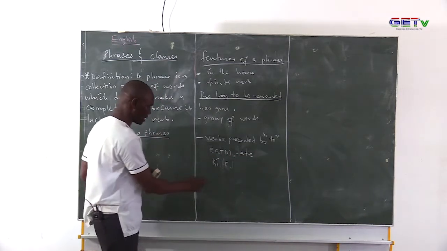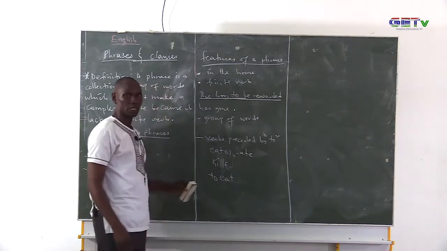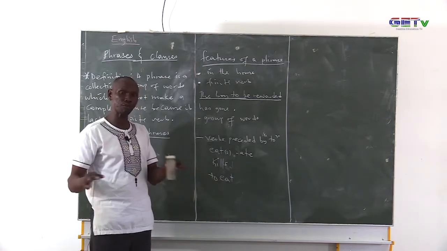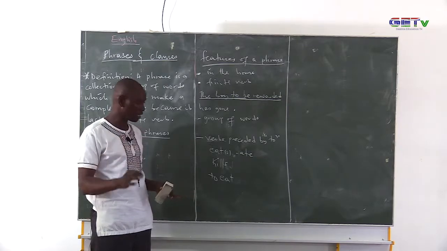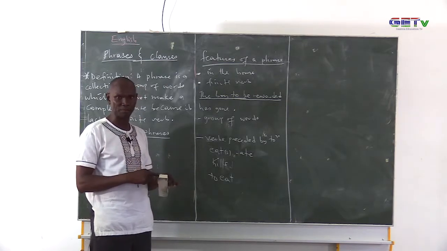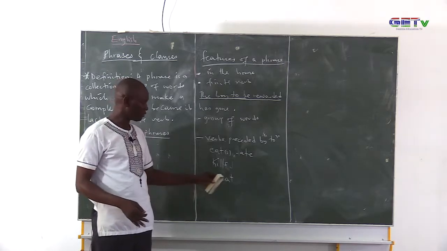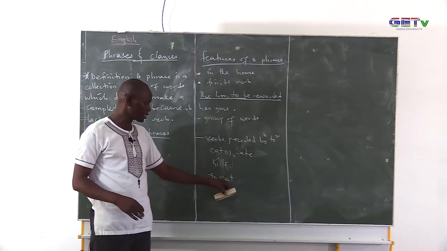But the same verb, if you have to before it, this to has disabled this verb. So it cannot change from one form to another. It must always remain like this, irrespective of changes on the subject or time. If you change the subject, the verb won't change. If you change the tense, the verb remains the same. So therefore, it is non-finite.